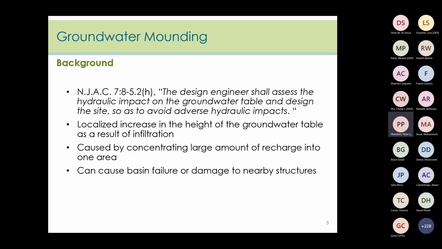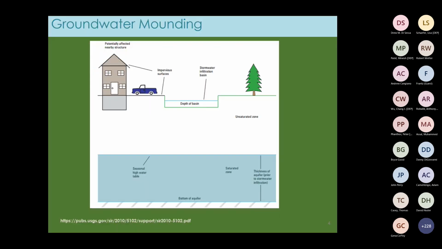Additionally, as this mounding spreads out, it can reach adjacent structures such as basements and septic systems. Let's look at a nice graphic that illustrates this. This illustration is in the paper prepared by Glenn Carlton from the United States Geological Survey, or USGS. We have a house near an infiltration basin.